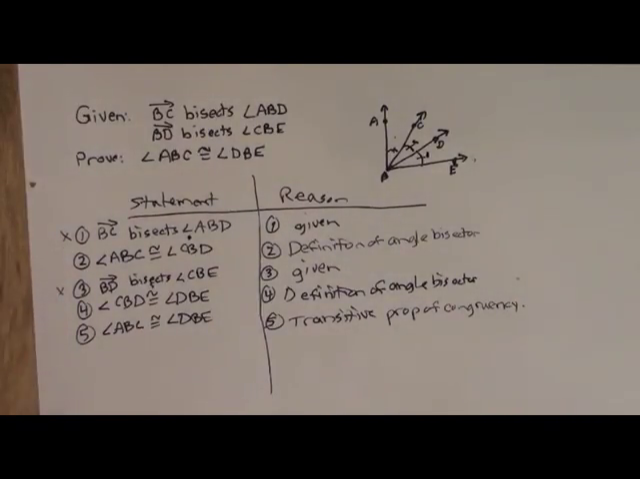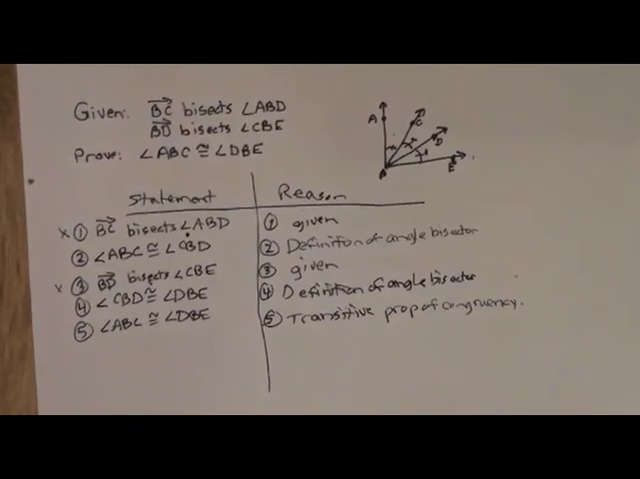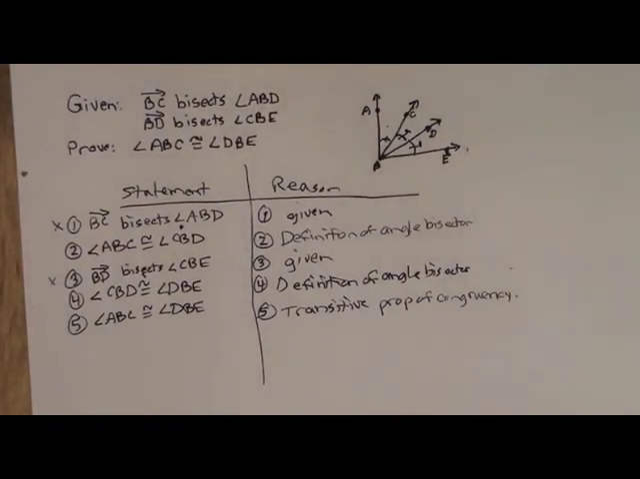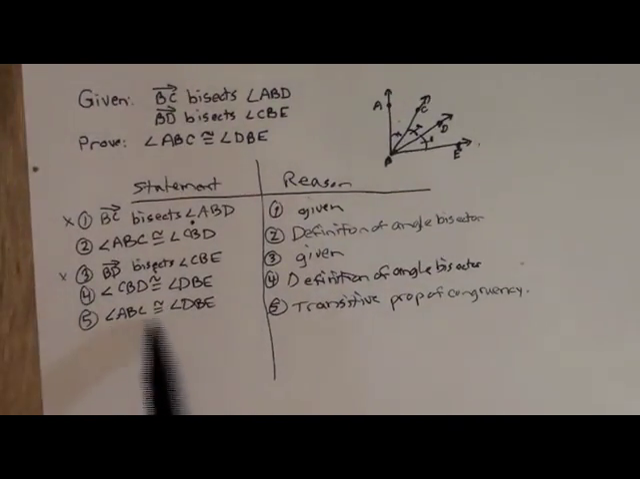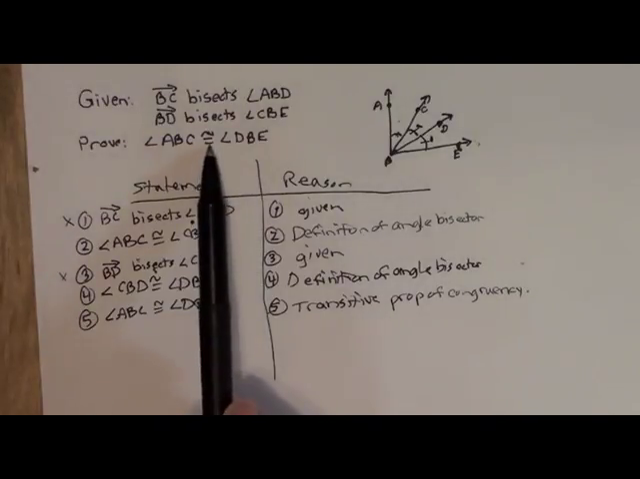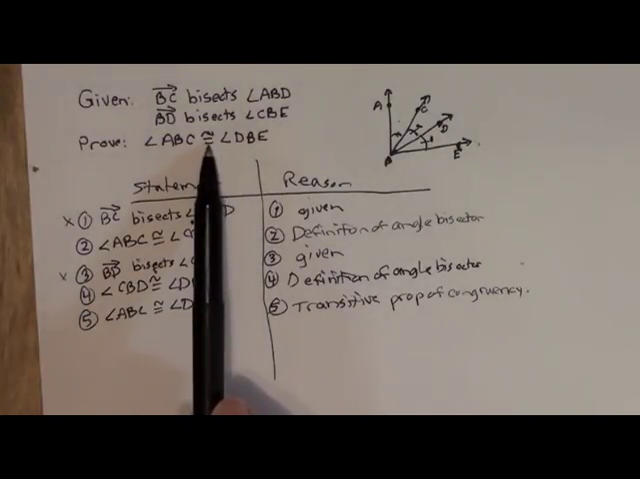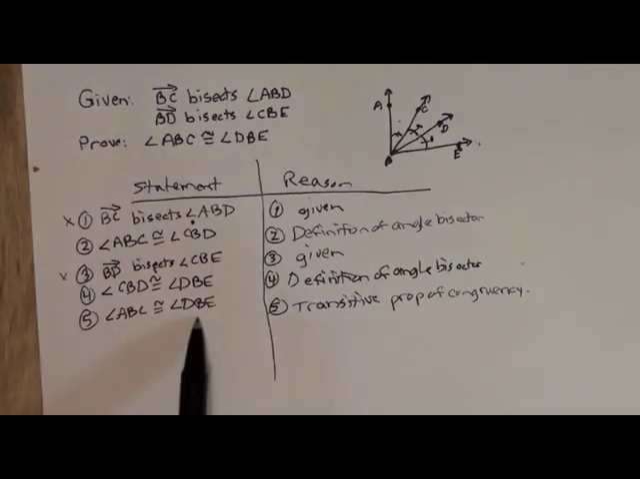The transitive property says if two things are congruent to the same item or the same angle or the same line segment or whatever it happens to be, then the pieces that are congruent to the third piece are also congruent. So if A is congruent to B and B is congruent to C, then A and C must be congruent. And notice here, at this point in time, we just reached what we were trying to prove, which means this is the last line of the proof. We're done.